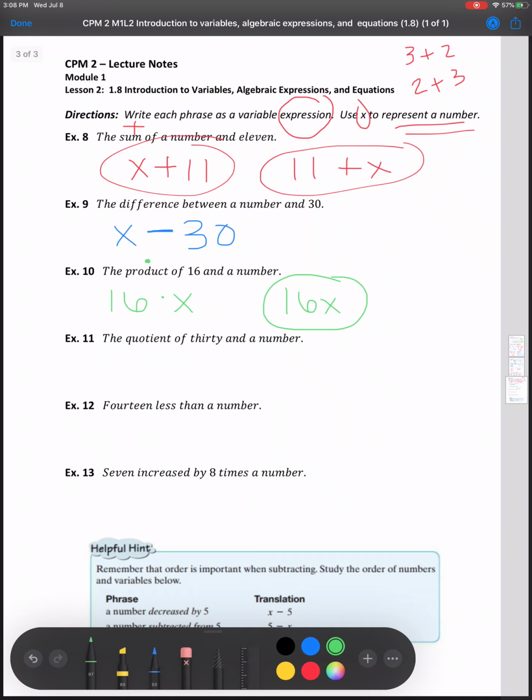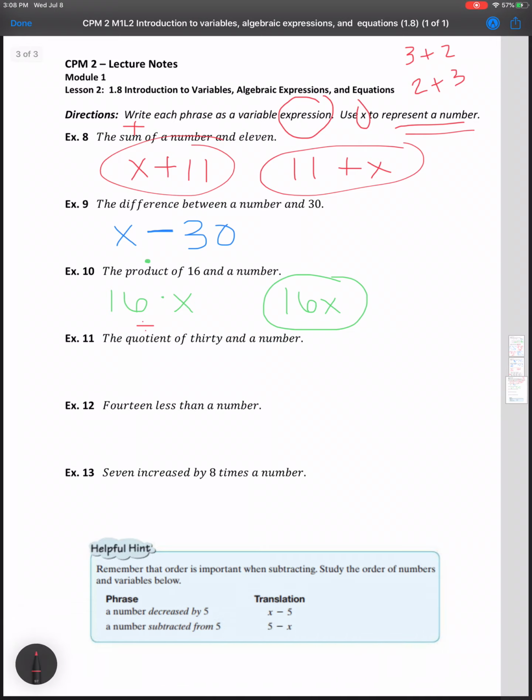Okay, 11, quotient. What does quotient mean? Quotient means to divide, right? So we're getting ready to divide on this one. They want me to divide 30 and a number. So if they want me to divide 30 and something I don't know, it could look like that. That is perfectly fine to write it like that. But I want you to get in the habit of writing division with a fraction bar as well. So the quotient of 30 and a number, notice it's written in the same order as it's read. Either way will work, but just get used to seeing it like this. It means the same thing.